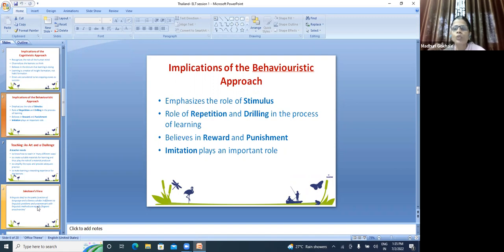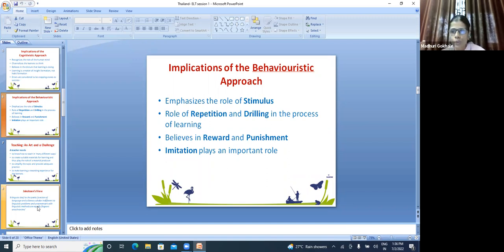For example, if I go to the class and I say, today we are going to study a very difficult poem. Even if the poem is difficult, I should not announce that it is a difficult poem, right? I'm not a good stimulus if I say that, because my job as a teacher is to simplify if at all the things are difficult. So the teacher has to operate as an effective stimulus.